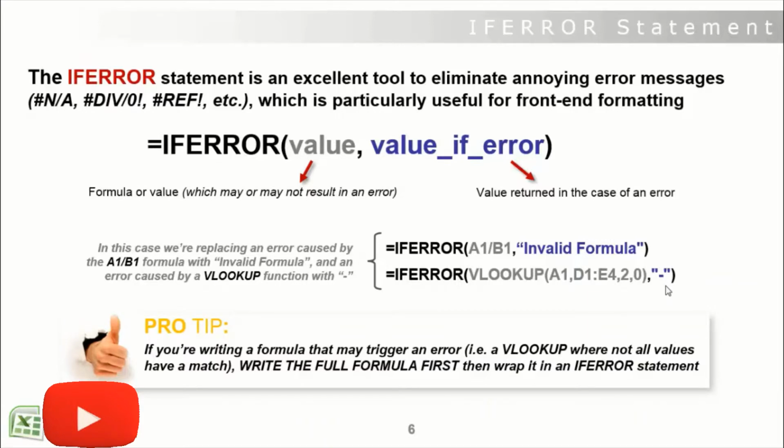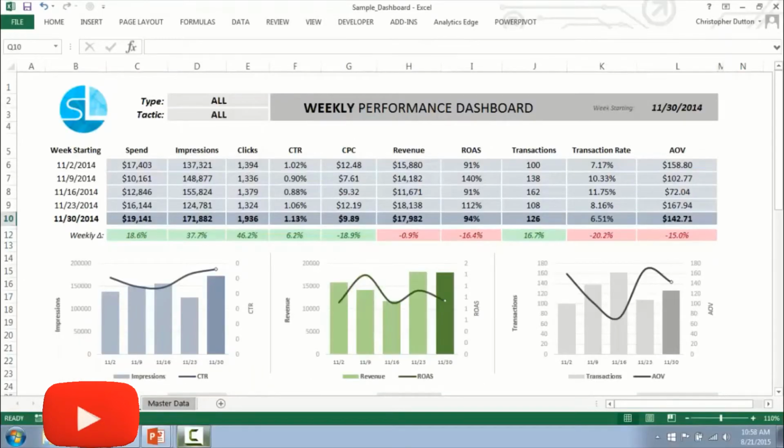So now I just want to hop over to Excel and really quickly show you an example of how the IFERROR statement can be used in practice. I'm going to show you more examples specific to certain formulas in the upcoming sections, but just as a quick example, we're looking at a weekly performance dashboard here. We've got some volume metrics, spend, impressions, and clicks, and then a couple calculated fields.